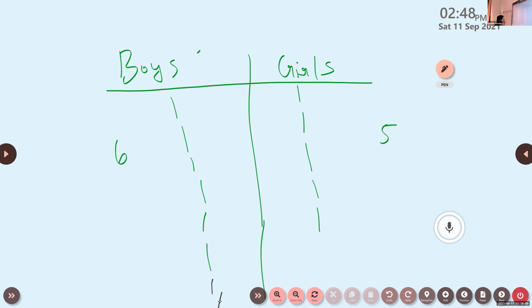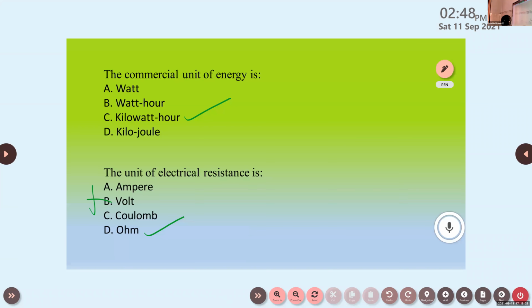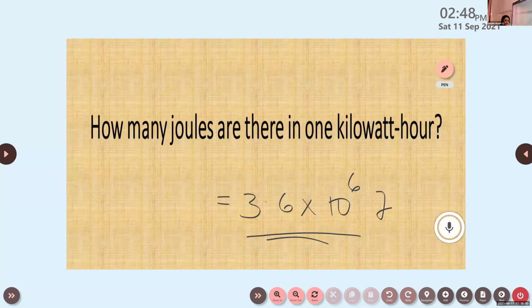So total, boys have 1, 2, 3, 4, 5, 6, 7, 8. Girls, 1, 2, 3, 4, 5. So who wins here? No, it's boys. Okay. So this is a very quick revision of this chapter, electricity.